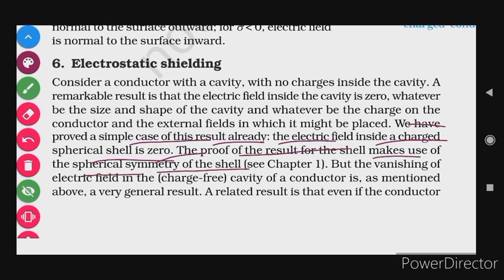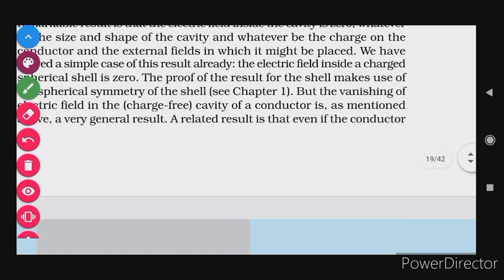But there we used the spherical symmetry, whereas the vanishing of the electric field in the cavity of a conductor mentioned above is very general. It doesn't matter, the conductor can be of any size. There we proved it for a spherical, symmetrical case, but for any conductor of any shape or size, if it has a cavity inside, then the electric field will be 0 inside that cavity.